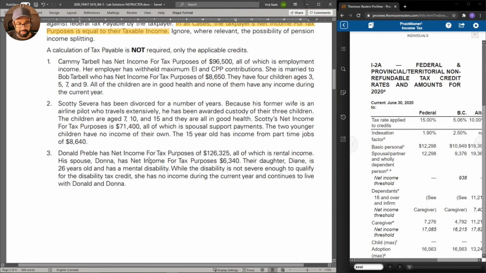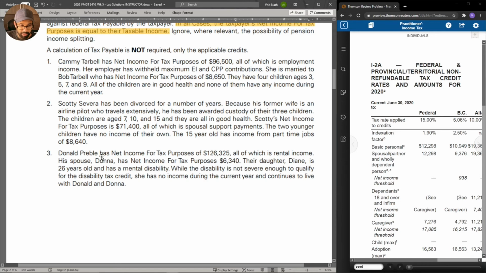Let's look at case 3. Donald Preble has net income for tax purposes of $126,325. Okay, that's a good number to note, and it's also less than that $150,473 we looked at earlier. So Donald will be eligible for the maximum basic personal credit. It won't be reduced because he isn't making over the threshold amount.